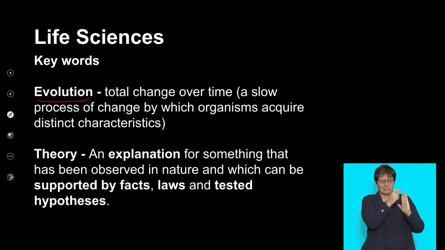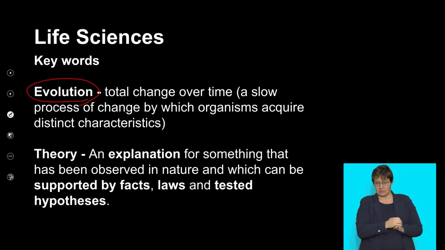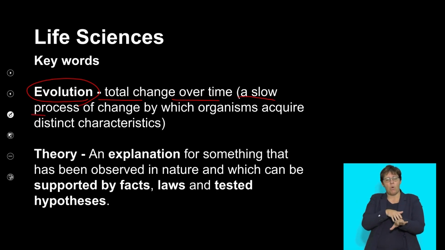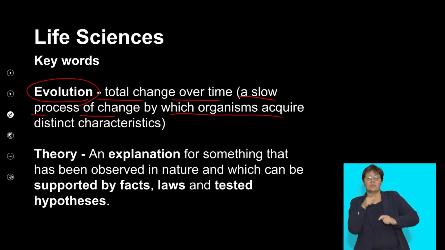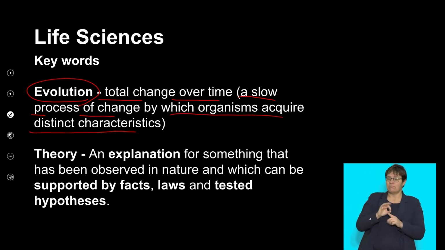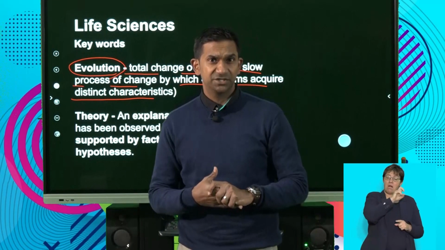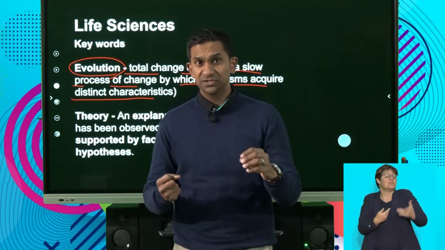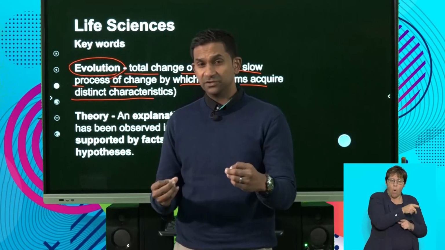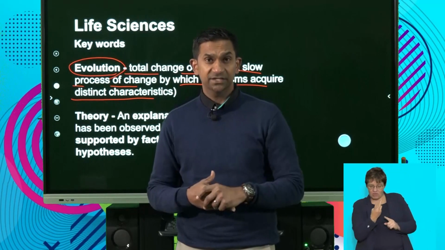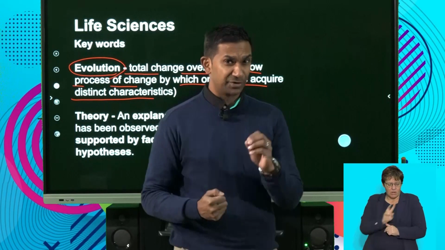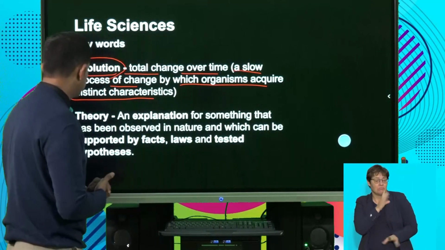So some key concepts that you need to always revise. What is evolution? Again, it is the total change over time, which essentially talks about a slow process of change by which organisms acquire distinct characteristics. And the word acquire does not necessarily refer to what Lamarck mentioned, but it refers to the process where individuals over a period of time change in their characteristics. And we'll talk about what brings those changes in a little while.